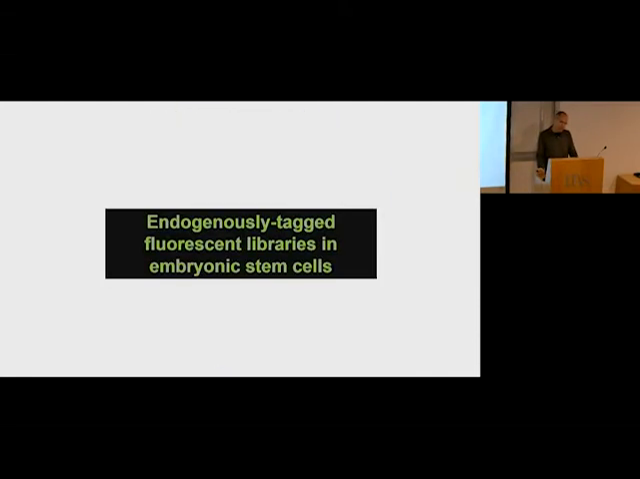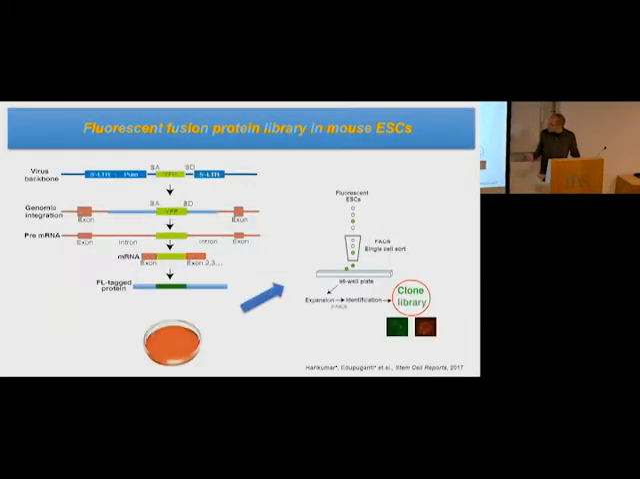The idea was to generate an endogenously tagged fluorescent library in mouse embryonic stem cells. It was an idea that originated in the lab of Uri Alon, and together with the Alon lab we adopted it to work in mouse embryonic stem cells. What we did was we took 3 reading frames of a viral backbone, incorporating a fluorescent protein non-directedly into the genome. It's not completely random because retroviruses have some tendency for genes.